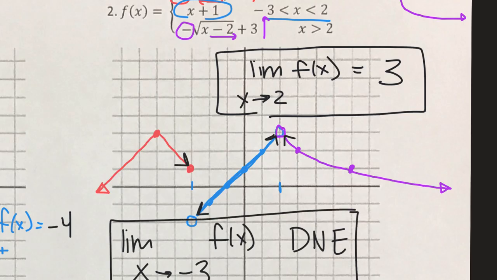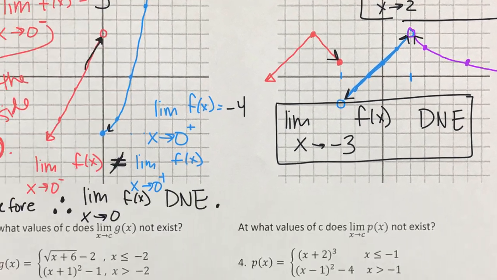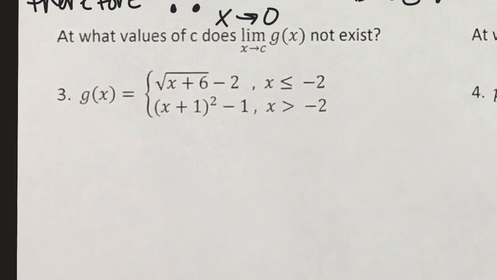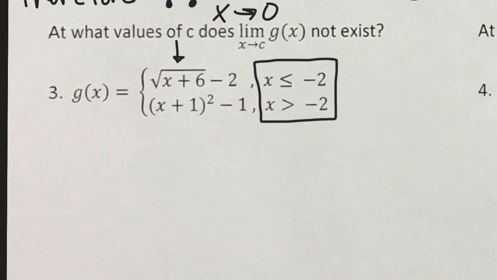But say we weren't given a grid, or you don't know what the graph looks like. It could be something crazy. How would we deal with that? Well, we deal with that by looking at your restrictions. This is the only place that we're really concerned about. A square root function is a continuous function on its domain. So anytime we have a continuous function, the limits always exist. And we have a quadratic, which is also a continuous function, so the limit exists everywhere there. So we're only really concerned about negative 2.